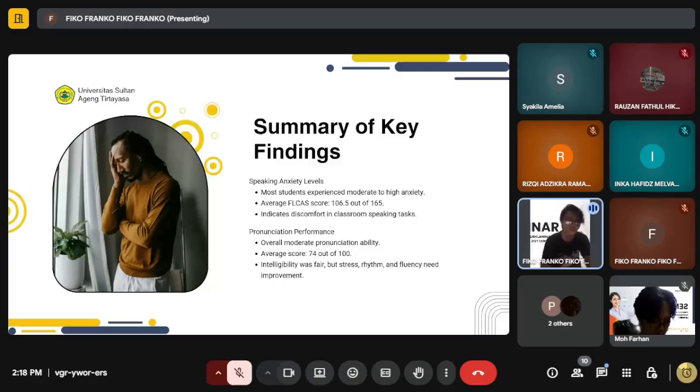And next, we have the pronunciation performance, which shows overall moderate pronunciation ability. The average score was 74 out of 100. The intelligibility was fair, but stress, rhythm, and fluency need improvement. So because some students suffer this anxiety, there are some things that are lacking in their pronunciation.